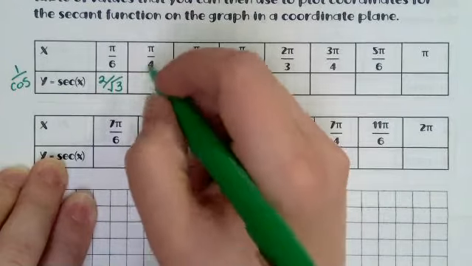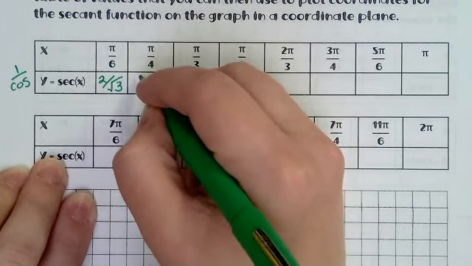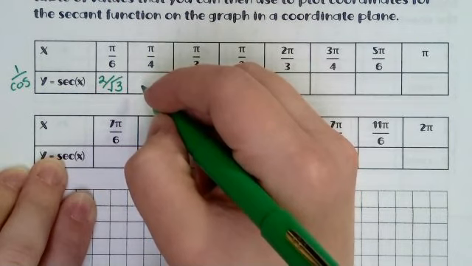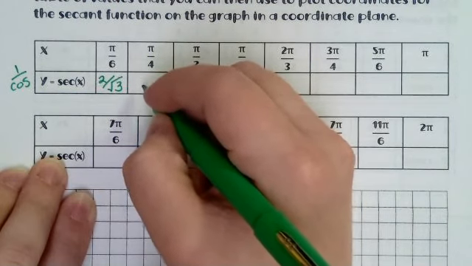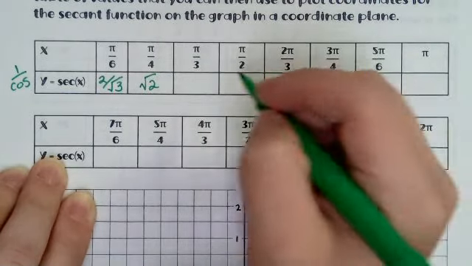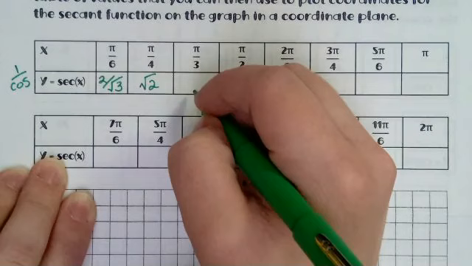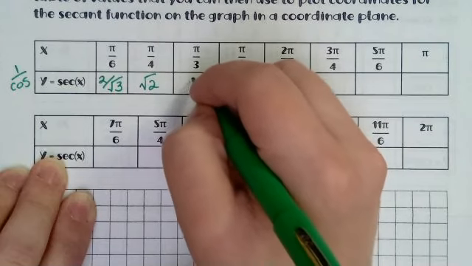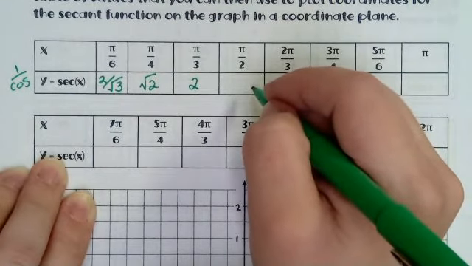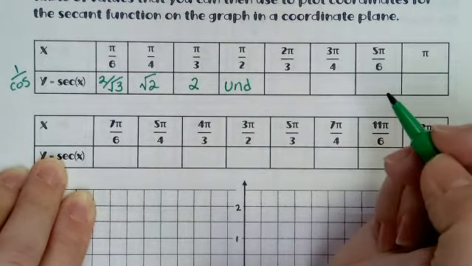For pi over 4, the cosine is square root 2 over 2, or if you looked at it before it was rationalized, that was just 1 over the square root of 2. So if I flip that, it's just going to be square root of 2. And then pi over 3, the cosine value is 1 over 2. Flip it, it's just 2. And then pi over 2, the cosine value is 0. 1 over 0 is undefined, right?